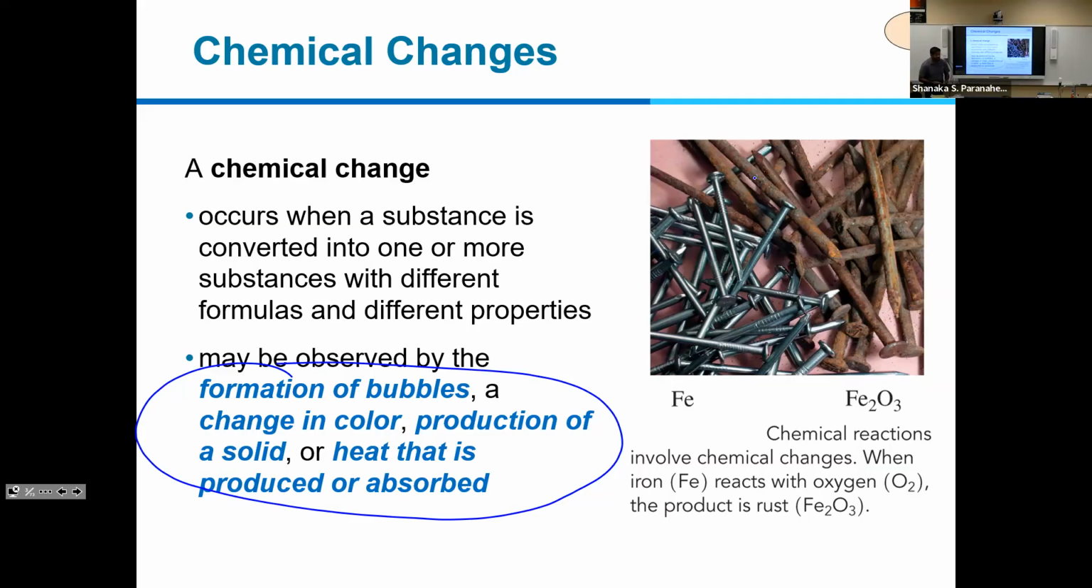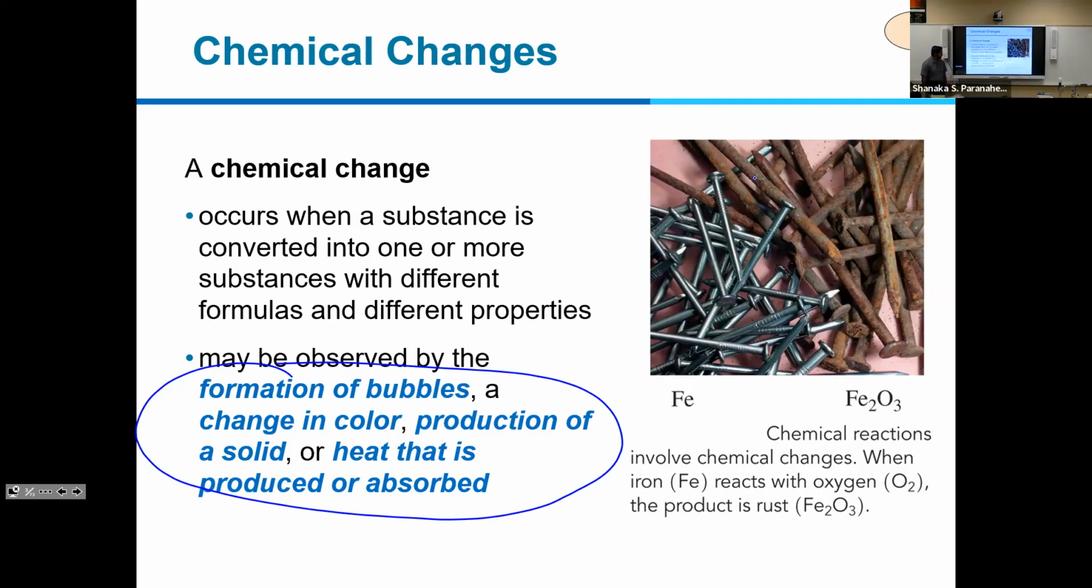And also change in color. It can be in the liquid or it can be on a metal, something like that. For example, a pink solution turns into purple. That's an indication of a chemical reaction because the new chemical has new properties. Color is a new property.